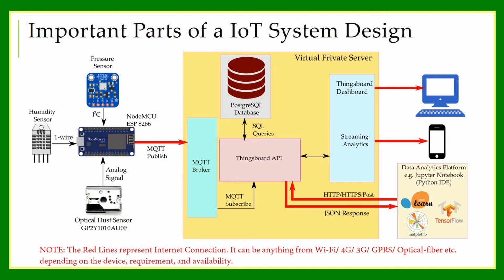Here is a schematic of an IoT system. On the left side, you can see some sensors: a BMP280 series pressure sensor made by Bosch, a DHT22 humidity sensor, and an air particulate sensor made by Sharp Electronics. The sensors are connected to the NodeMCU ESP8266 microcontroller, which is in the middle, as you can see.